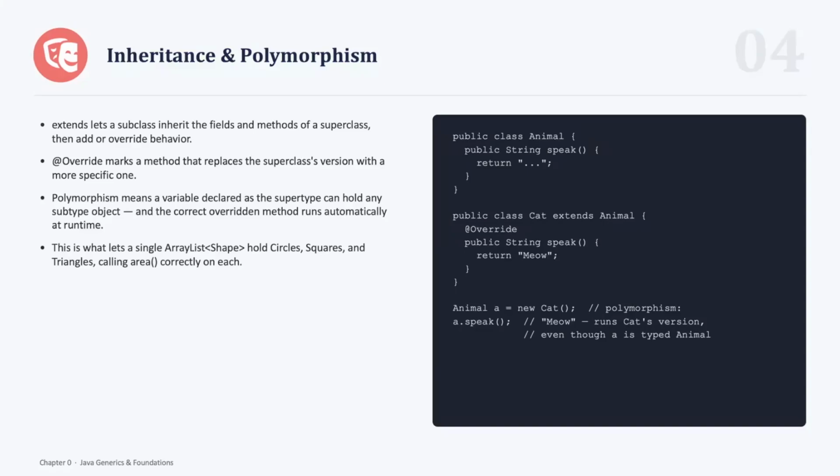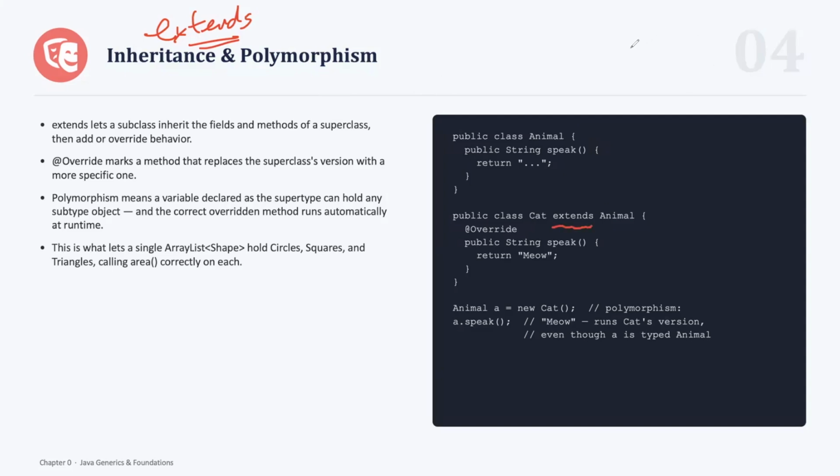All right, let's explore the two cornerstone concepts of object-oriented programming: inheritance and polymorphism. At its core, inheritance allows us to create specialized classes that inherit fields and methods from a parent superclass. We use the keyword extends, which lets a subclass take everything from a superclass and then add new features, or override existing behaviors when a subclass wants to provide its own specific behavior. It marks that method with the override annotation.